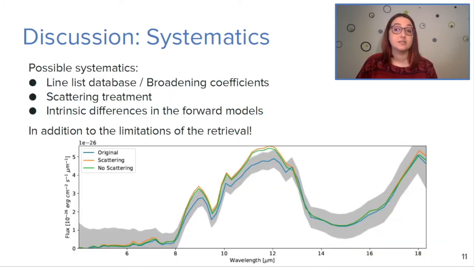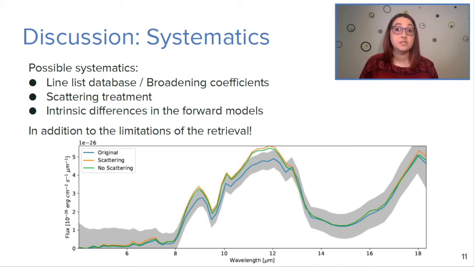Last thing to discuss: systematics. In this plot, we compared the original spectrum at resolution 50 and SNR 10, the blue line and the gray shaded area, with the spectra produced by petitRADTRANS, which is the forward model used by the retrieval framework, using the input pressure-temperature and abundance profiles, including and excluding scattering, respectively in orange and green. As we can see, the spectra look different, despite using exactly the same input atmosphere.